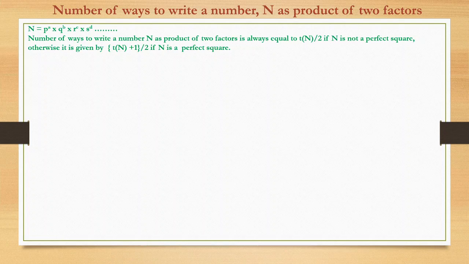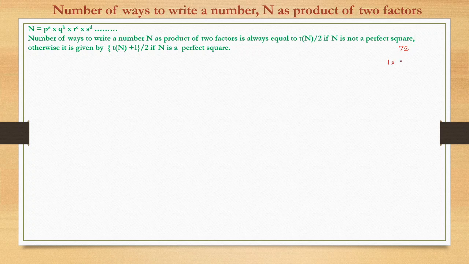To start with, we'll first look into the process to write n as a product of two factors. In how many ways can we write n as a product of two factors? So we'll take an example to try to understand this. I mean, we have seen this earlier also: how to find the factors of 72.